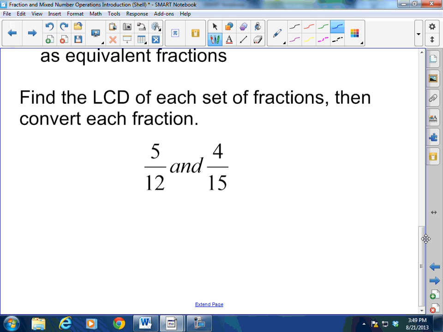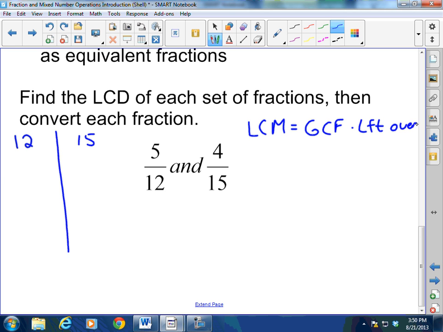Well, let's think about this. We have 12 and 15. I need to find the LCD. I don't know it off the top of my head. Actually, I do, but let's just pretend I don't. I've got a 12 and a 15. I know that my LCM equals the GCF times all leftover primes. All leftovers.